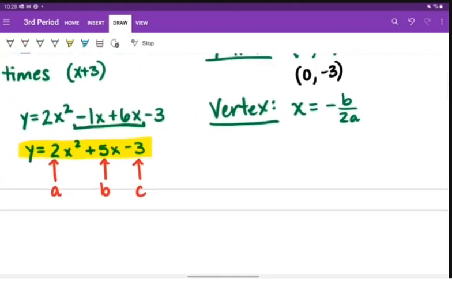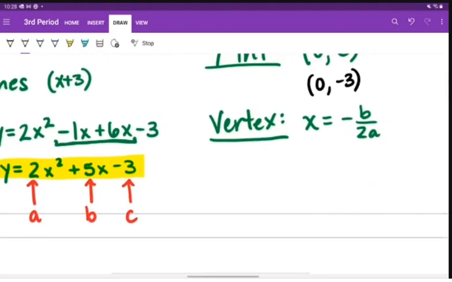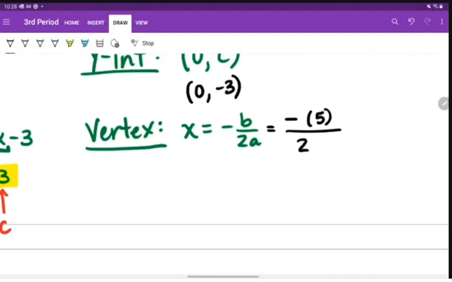So let's go back to our vertex. To plug in negative b over 2a, we need to take our b and put it in. We need to take our a and put it in. So let's see. B is 5, A is 2. So that's going to give me negative 5 over 2 times 2. Notice that the A value and the B value are in parentheses when I plug it in. That's always necessary, very important. And you end up with, when you simplify this, negative 5 over 4.